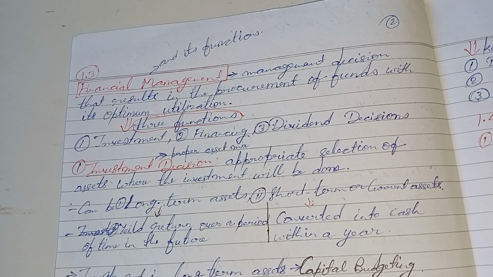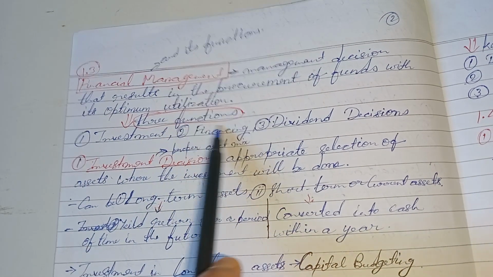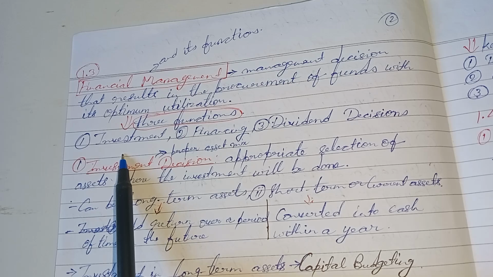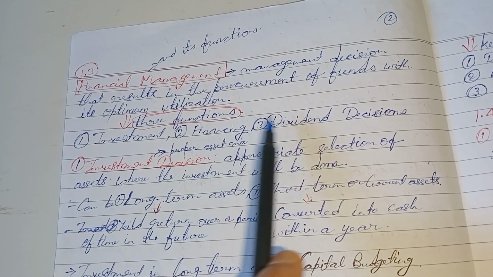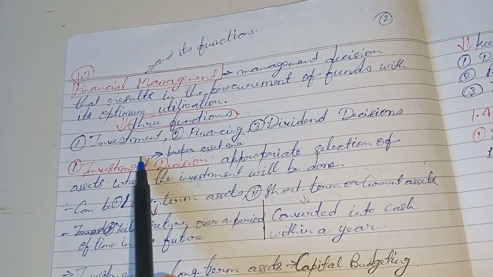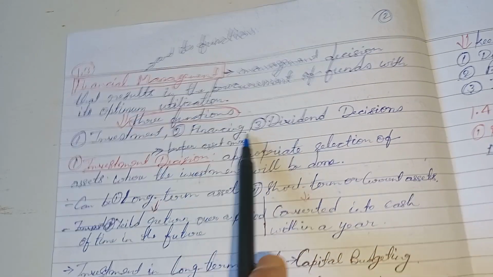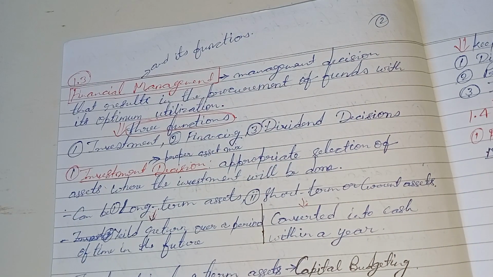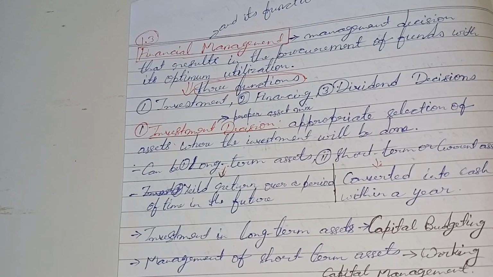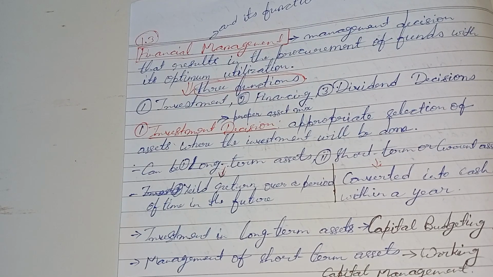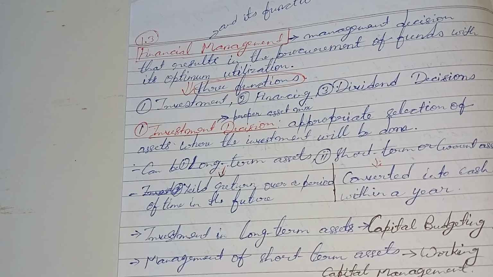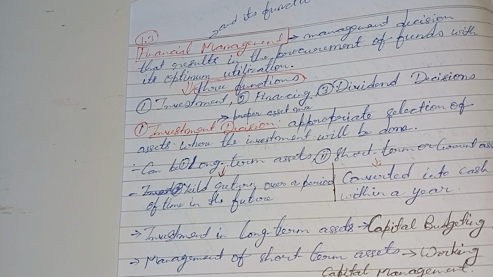So three functions of financial management are given here. First is the investment decision, second is the financing decision, third is the dividend decision. These three decisions, or you can say these three functions, we will study in detail later on, but in this unit we will get some points about these functions. We will study them in short now, and later on in detail.